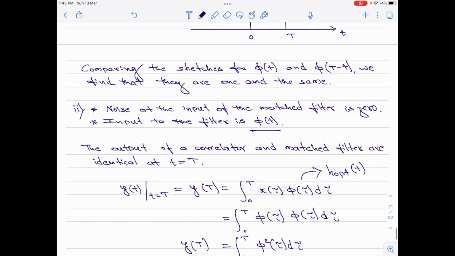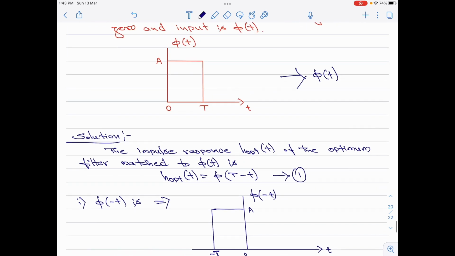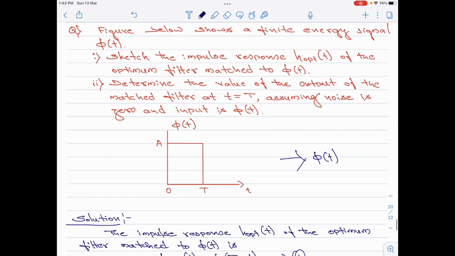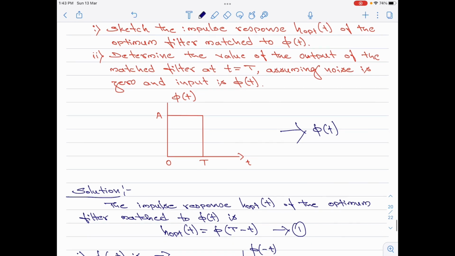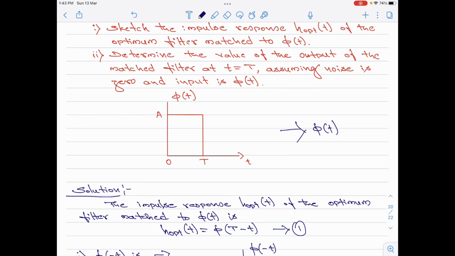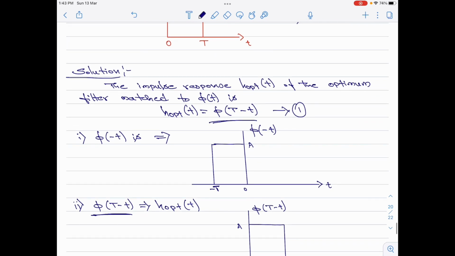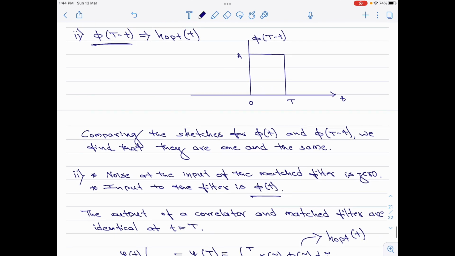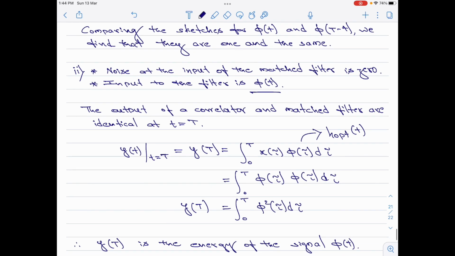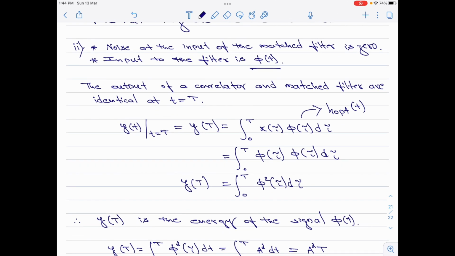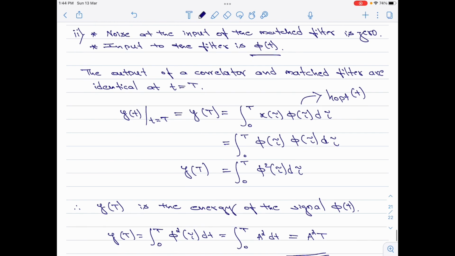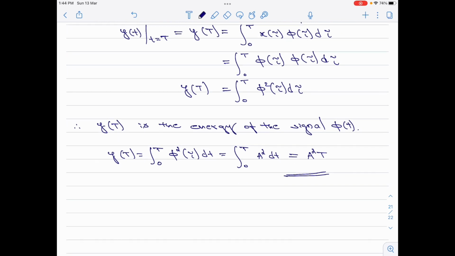Right. So with that, we have completed this numerical. In the first part of the numerical, please note, we were asked to sketch the optimum response of the filter, which is h optimum of t given by phi of capital T minus small t. And then we were asked to find the value of the output of the optimum filter at t equals capital T, which we found out is equal to the energy of the input of the filter, and the answer for the energy of the input signal is equal to A square T.